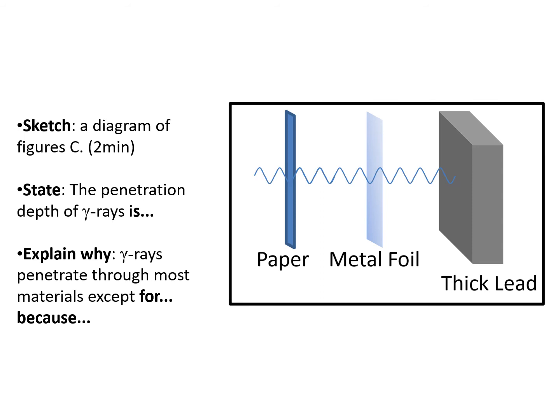Now it's important also here to note that gamma rays can pass through air with an infinite range. They are not absorbed by the air at all.